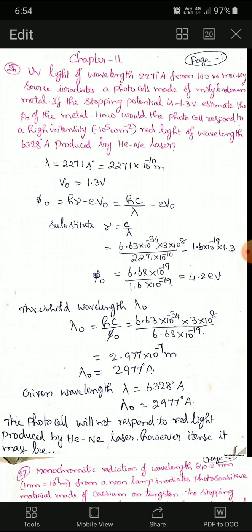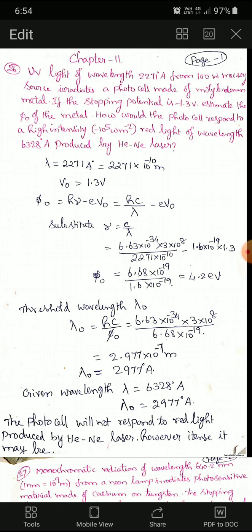Threshold wavelength lambda naught, we have to find it. Lambda naught is equal to hc by phi naught. This is the formula. Then substitute the values of hc and phi naught. You will get the answer as 2.977 into 10 to the power of minus 7 meter. Then convert this meter into Angstrom units, so that it will be 2977 Angstrom units.